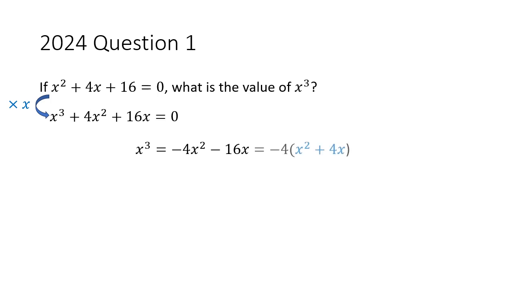We're able to factorize out negative 4, and this will give us a factor of x squared plus 4x, which we can find from the original equation: x squared plus 4x is equal to negative 16. So we'll replace it here, and this will give us the answer, x cubed is equal to 64.